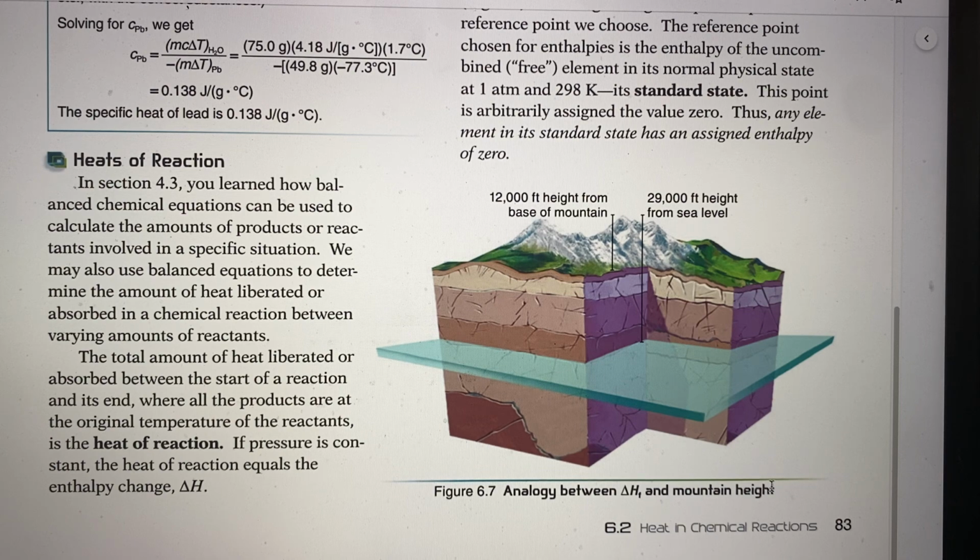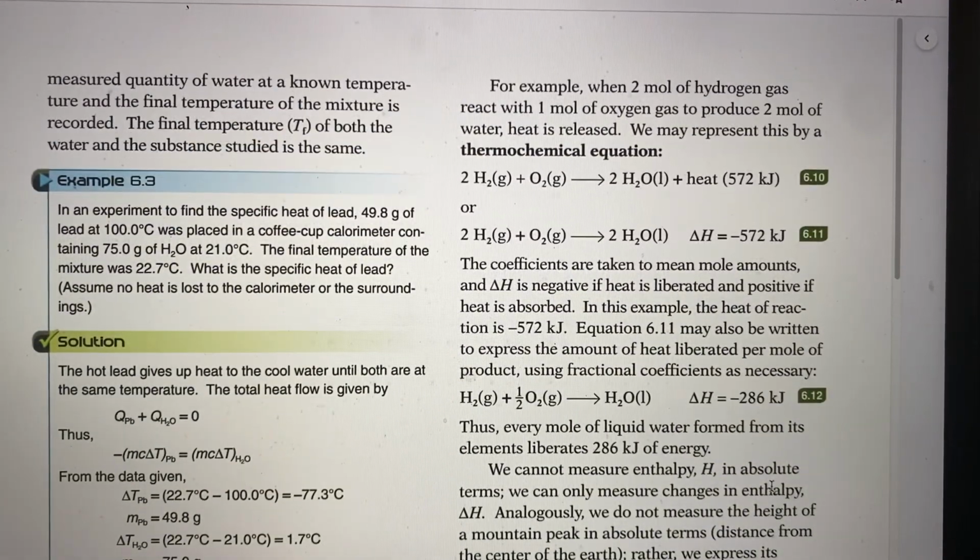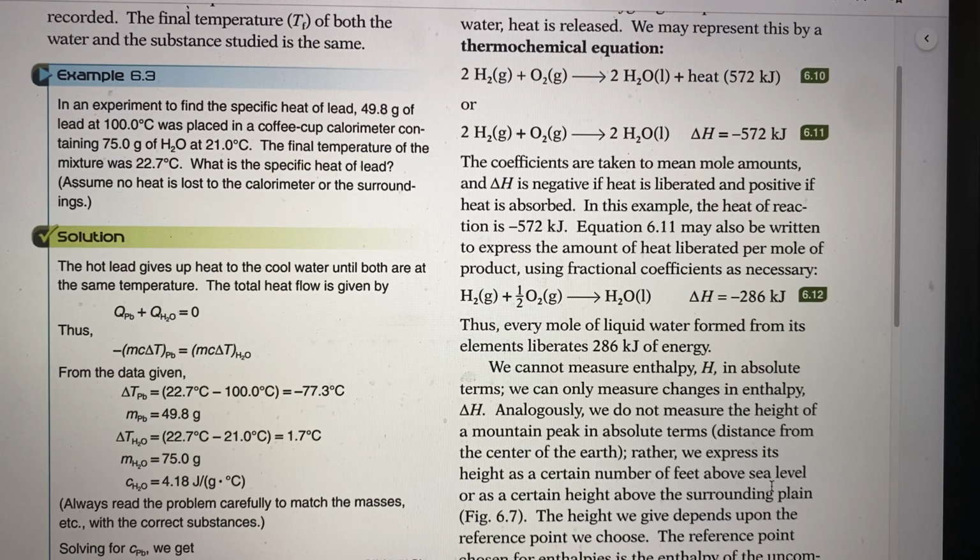So the heat of reaction uses balanced equations to determine the heat liberated or absorbed in a reaction. And this is called the heat of reaction. The total amount of heat liberated or absorbed, start to the end, is the heat of reaction. So heat of the reaction is the heat liberated. So here we have up here, see here, the equations they used here. So they have two equations.